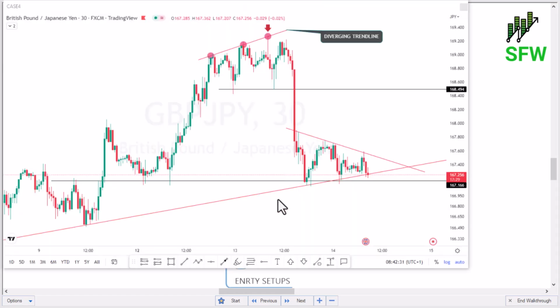Case 4, take a look at this level. You see, 1, 2. This is what we call a diverging trend line. You draw on two highs. As price comes and hits the trend line, it goes in the opposite direction. Hence, we call this particular type of trend line a diverging trend line.